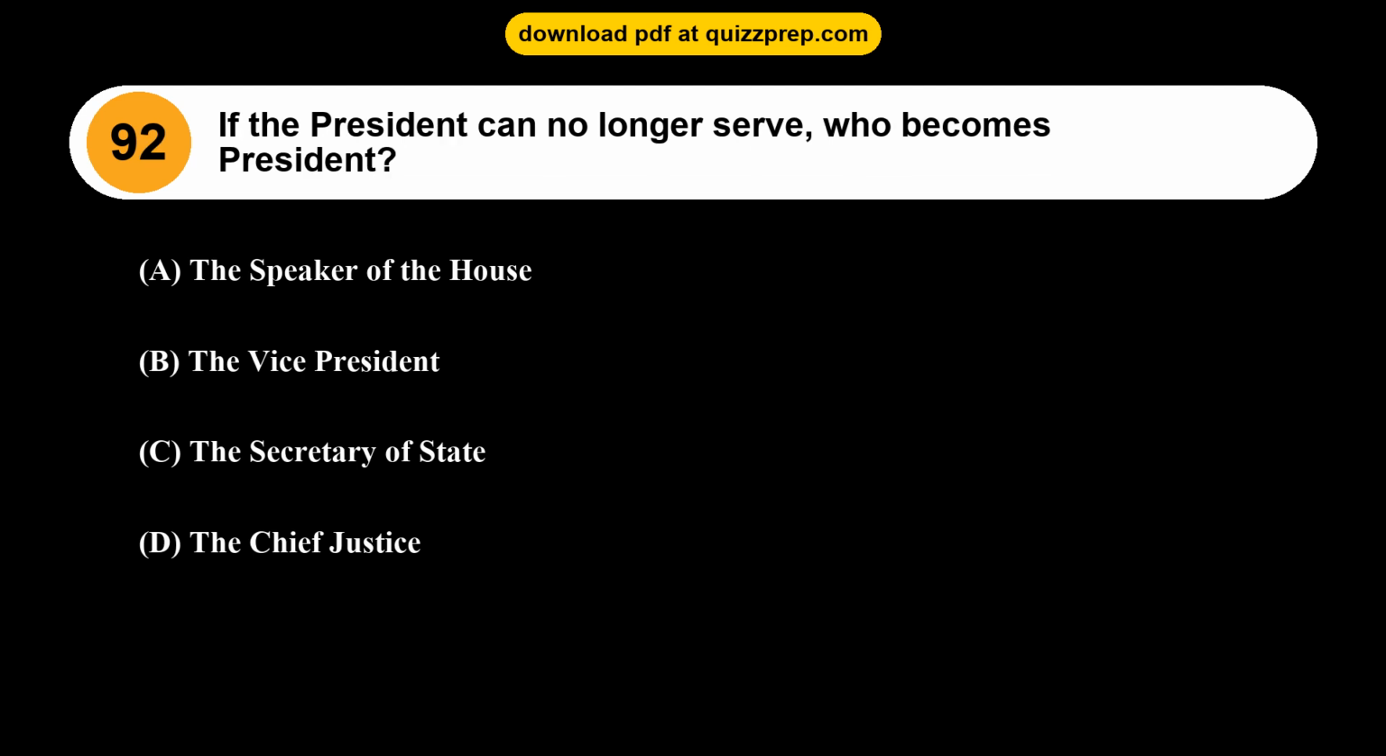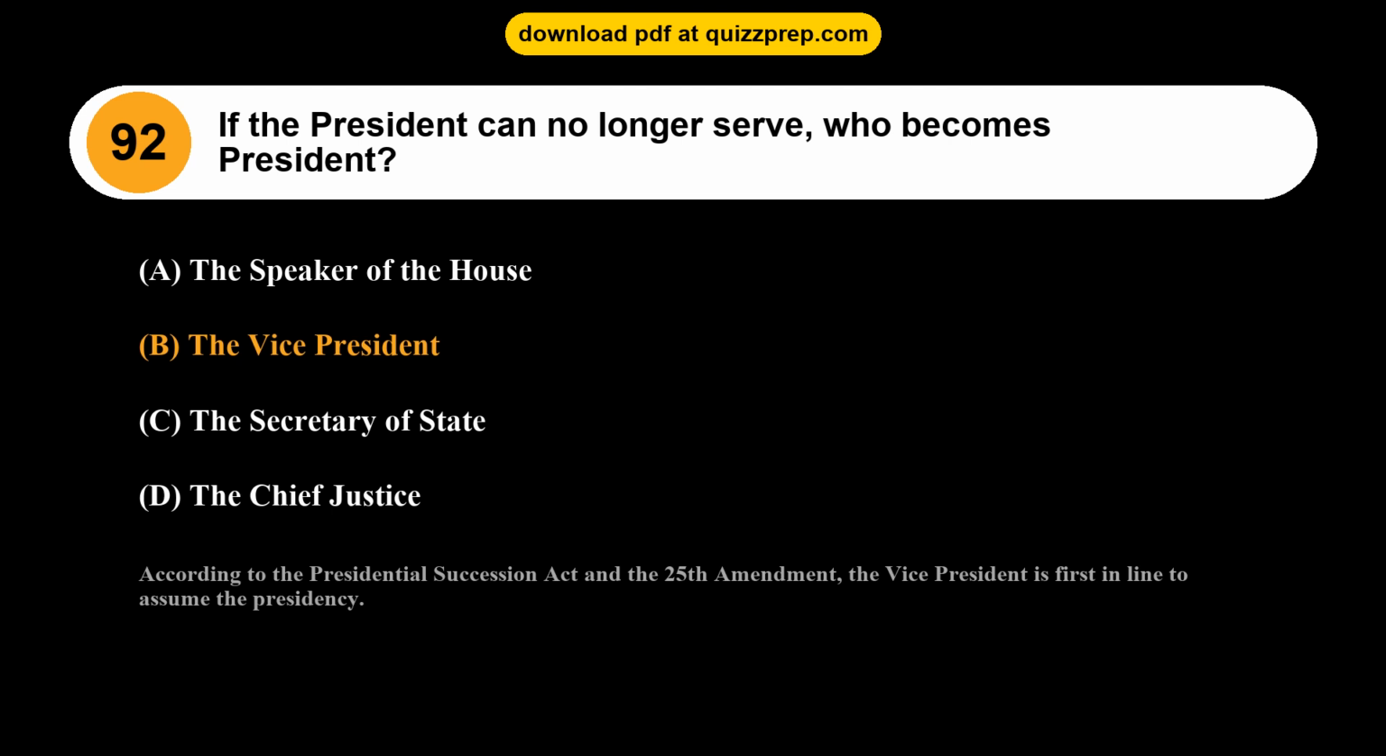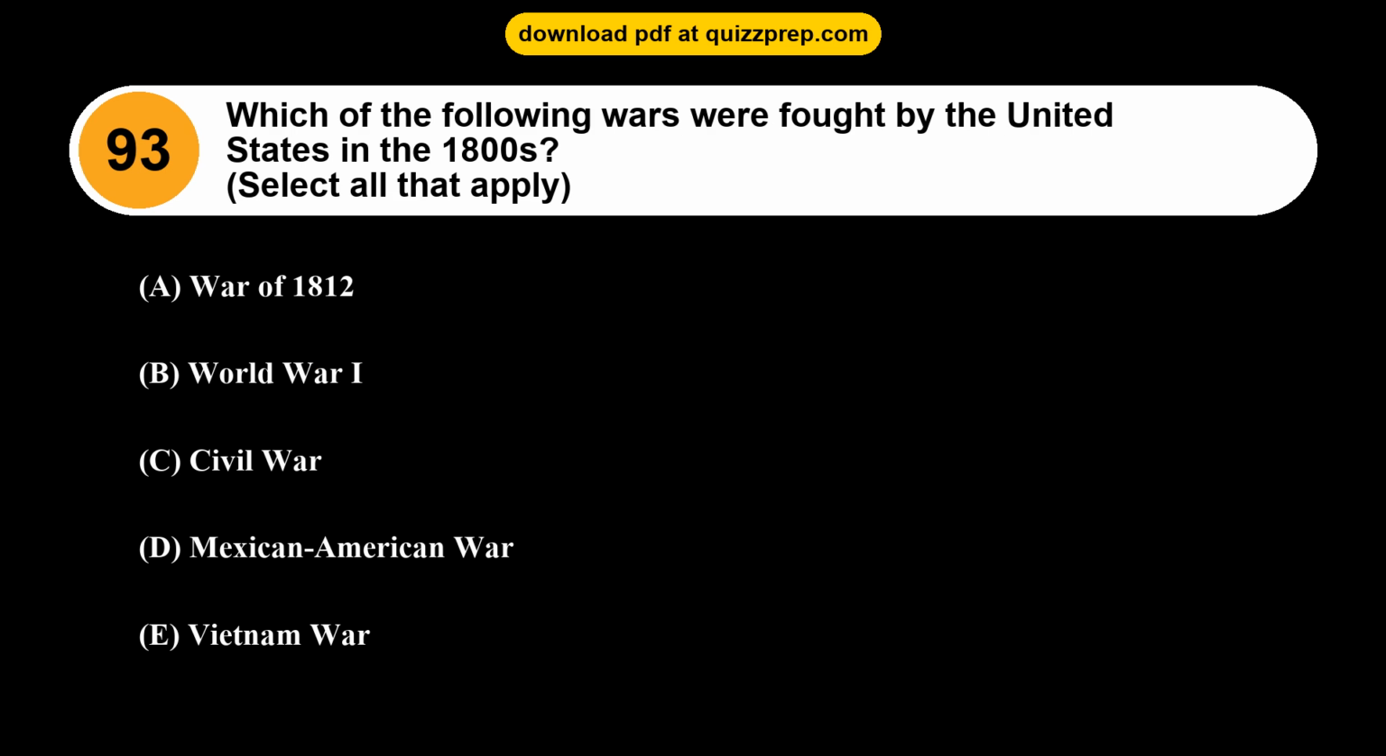Question 92. If the President can no longer serve, who becomes President? Option A, the Speaker of the House. Option B, the Vice President. Option C, the Secretary of State. Option D, the Chief Justice. The correct answer is option B, the Vice President. According to the Presidential Succession Act and the 25th Amendment, the Vice President is first in line to assume the presidency.